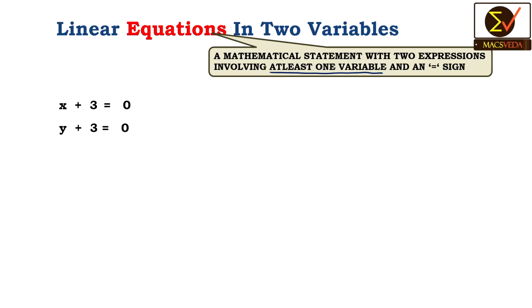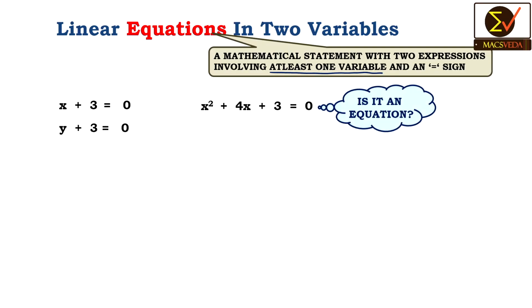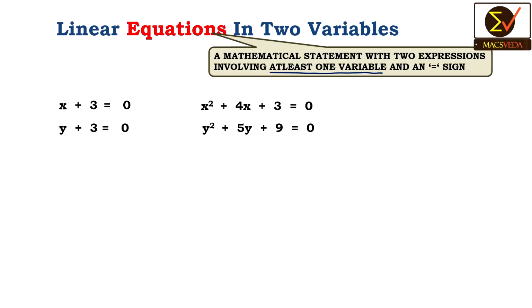What about this? Dear friends, whether you are having variable x or y, it does not matter. It is also an equation. What about this? Yes, it is also an equation because we are equating two expressions and it is involving at least one variable. See, the power of variable does not matter. It is an equation. What about this? Yes, whether it is in terms of variable x or y, it does not matter. Yes, it is an equation.